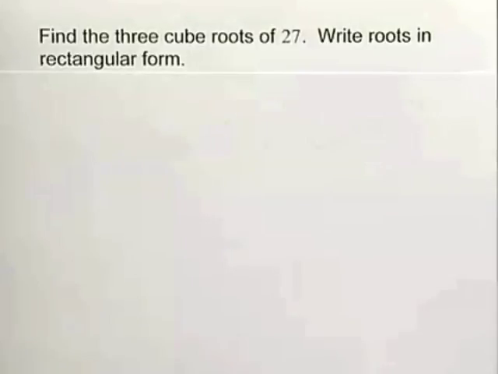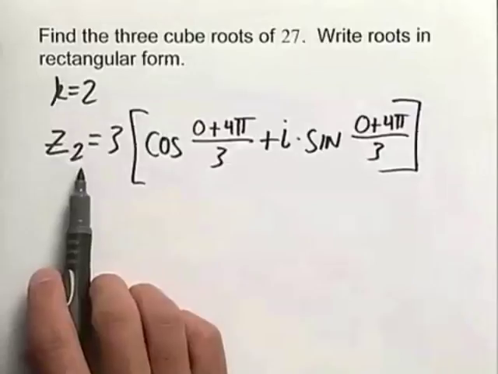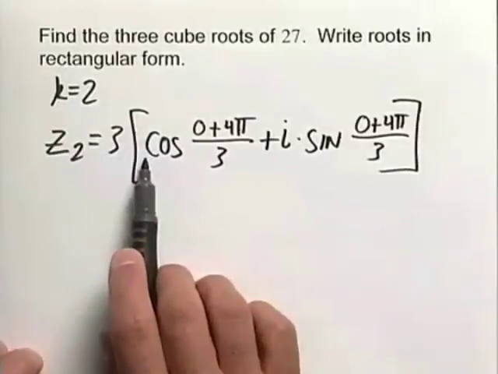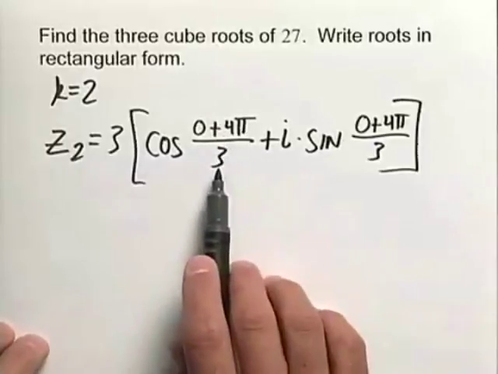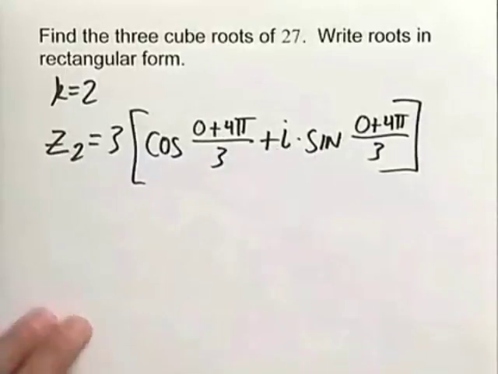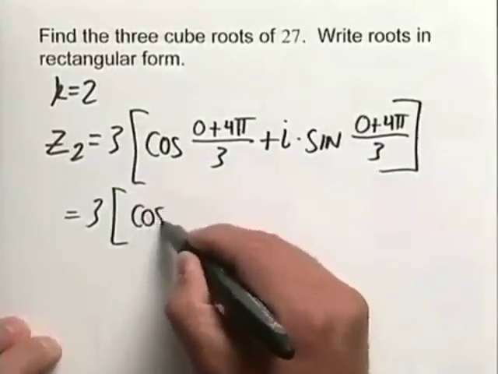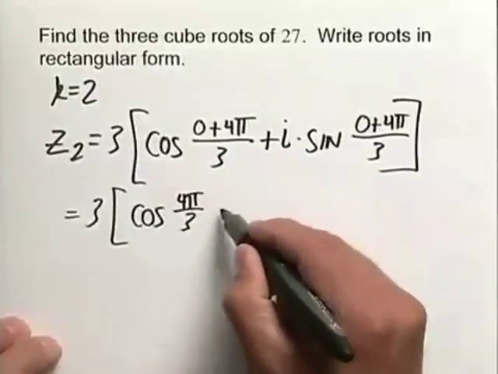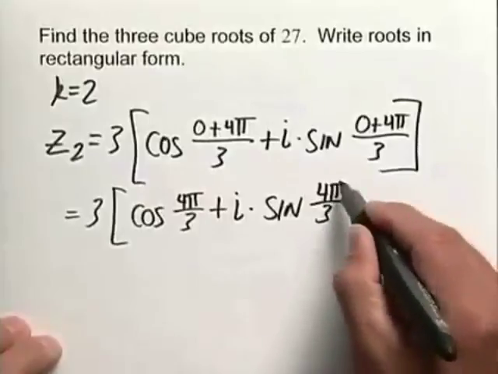Now let's find the third and final cube root of 27. All right, as before, we're looking at our value of k. For our final cube root, that occurs when k is equal to 2. So in general, we're looking for z sub 2, and it's going to be 3 times the cosine of (0 plus 2 pi times 2, which is 4 pi) all over 3, plus i times the sine of that same value. So here's what we're looking at. We have 3 times the cosine of 4 pi thirds, plus i times the sine of 4 pi thirds.